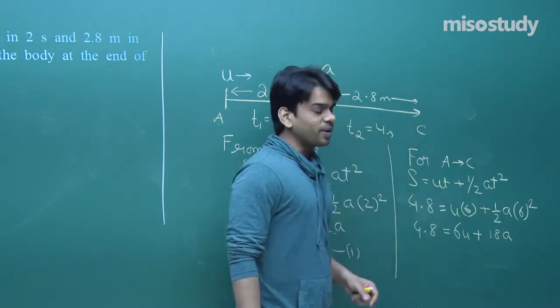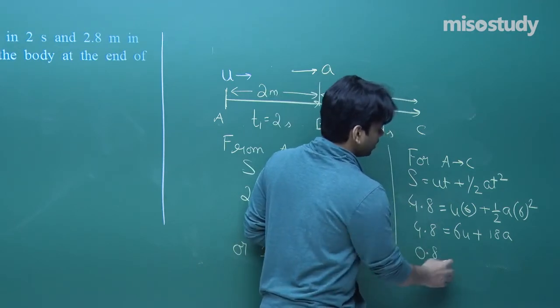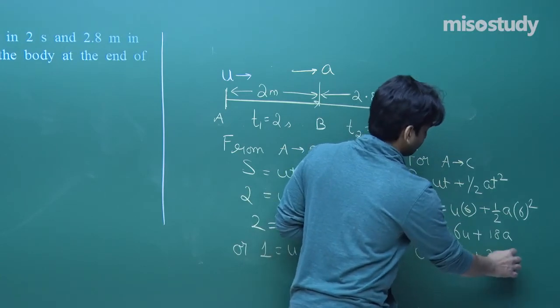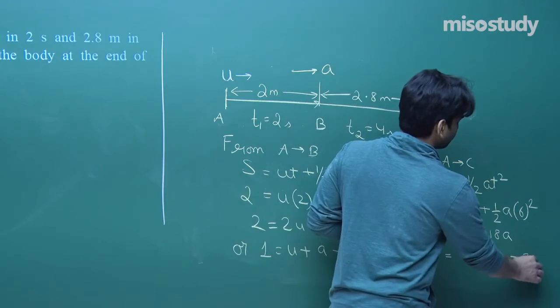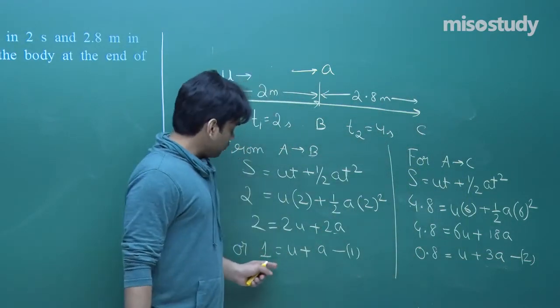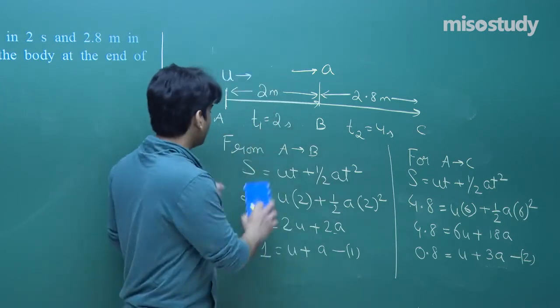If we divide every term by 6, we will be obtaining 0.8, you can see, and this will be equal to u plus 3a. This is what we will be obtaining. Let's say this is equation number 2. Now equation number 2 you have, equation number 1 you have. If we subtract equation number 1 from equation number 2, we will be obtaining.